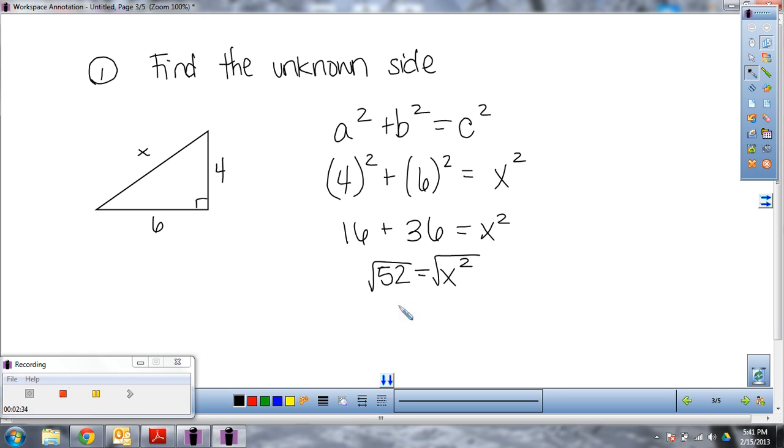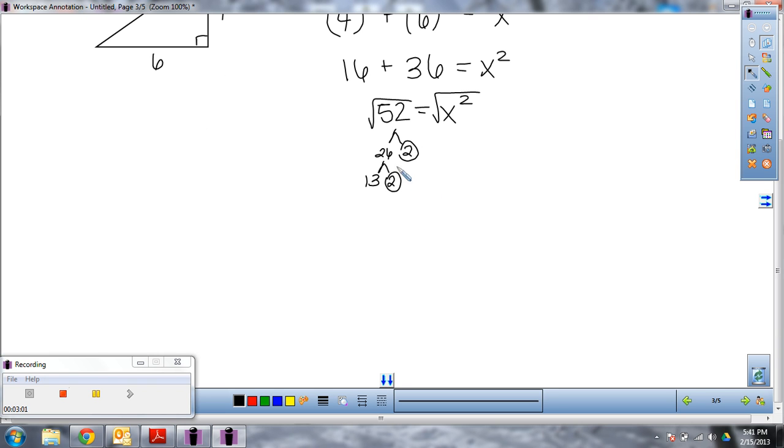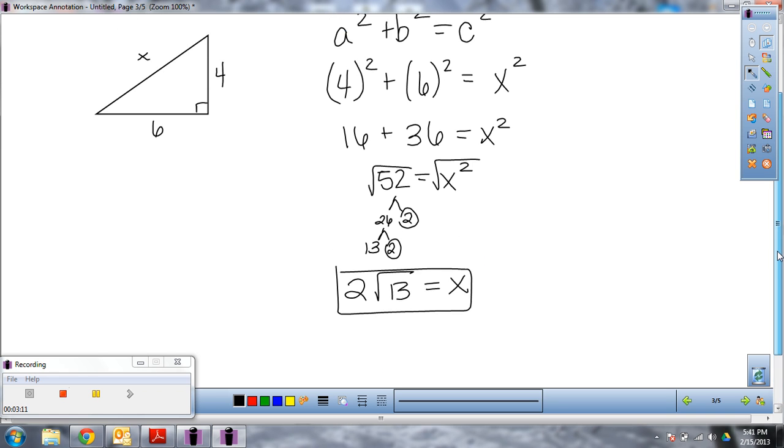And this is going to be some review of our simplifying radicals. 52 is not a perfect square, so I need to factor this down. I know it's an even number, so I can divide it by 2. So I get 2 and 26. Which is another even number, so I can break that down and get 2 and 13. 13 is prime, so I'm stuck, and I can take out a pair of 2's. My 13 stays inside the root, and that is what my value of the hypotenuse is equal to.